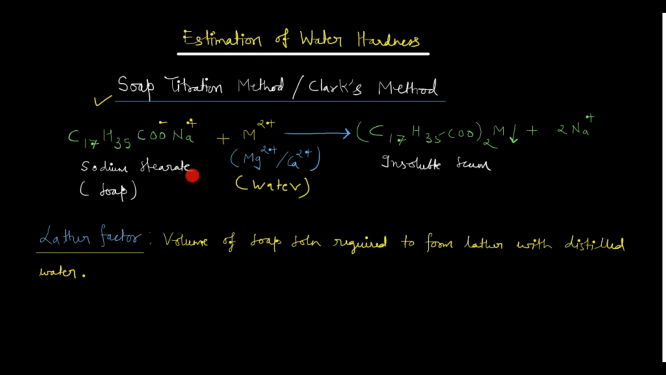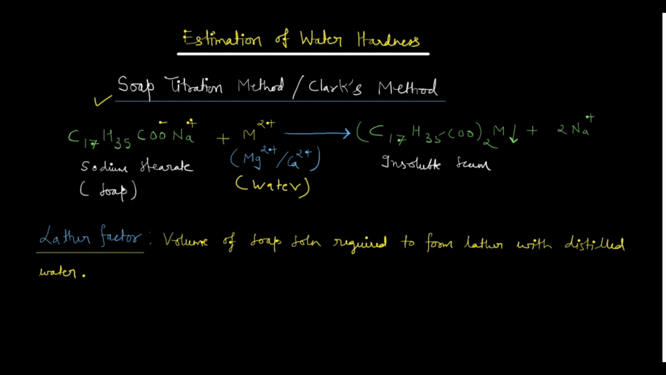So you are adding this soap to this water sample, and these calcium and magnesium ions are reacting with the soap, and they are producing the insoluble scum or insoluble white precipitate, which is nothing but your calcium or magnesium stearate. You can replace this M with calcium or magnesium, right? I have written this equation as a generalization for M2+ ions, right? But you can replace this M with calcium or magnesium. And in turn, an equivalent amount of sodium ion would be released into the water sample, and you know these sodium ions will not cause any kind of hardness, right?